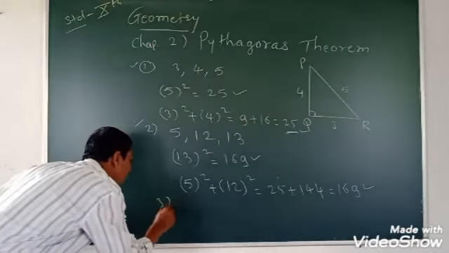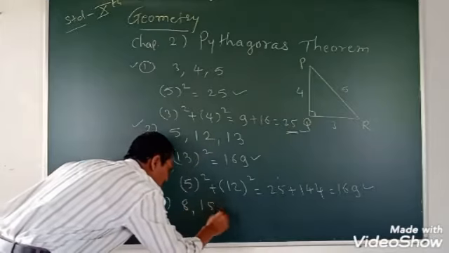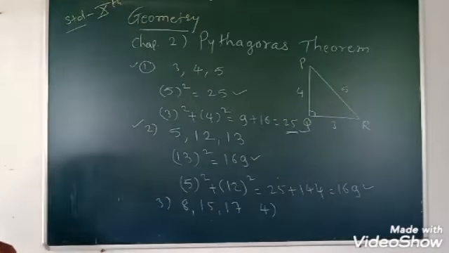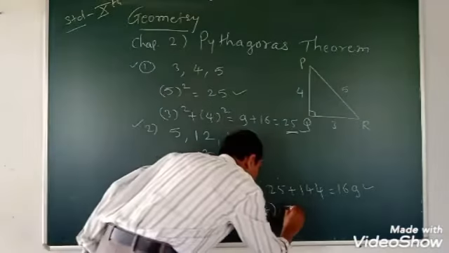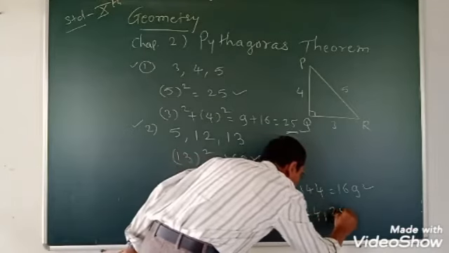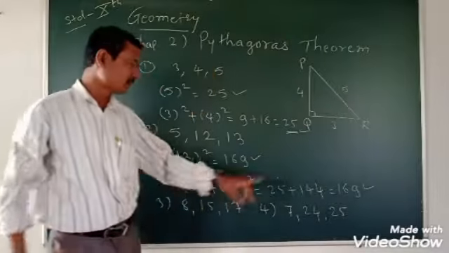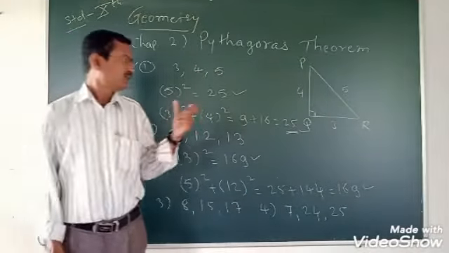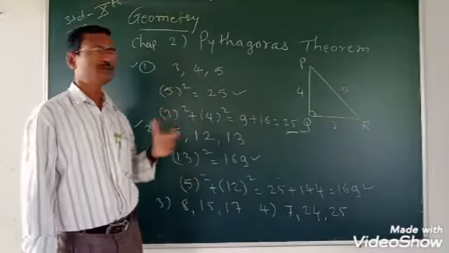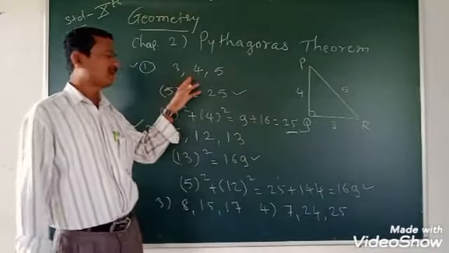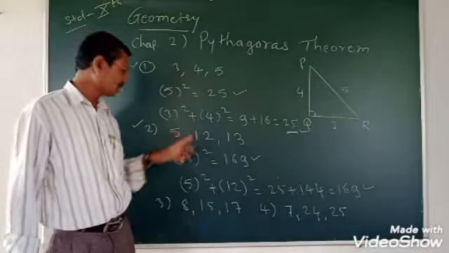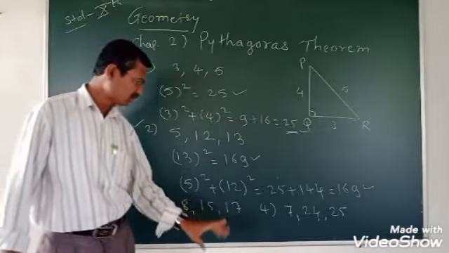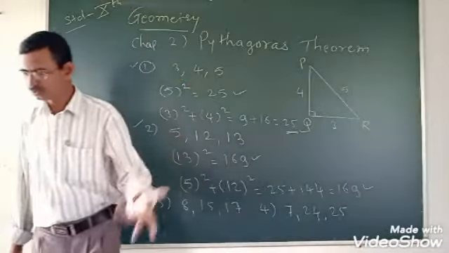8, 15 and 17 is again one example of a Pythagorean triplet. Again 7, 24 and 25 are also an example of a Pythagorean triplet. You can check it. Okay. Now it has become clear what is meant by Pythagorean triplet, and we have given some examples of Pythagorean triplets: 3, 4, 5, 5, 12, 13, 8, 15, 17, 7, 24 and 25 and so on.